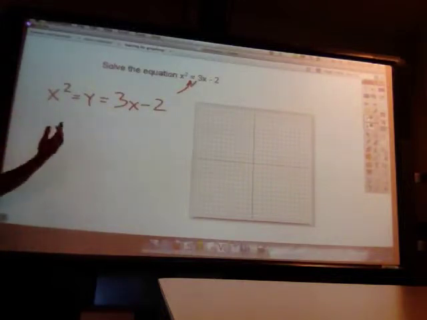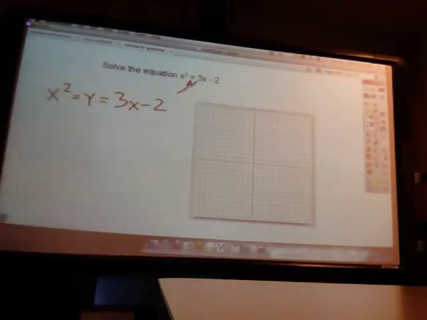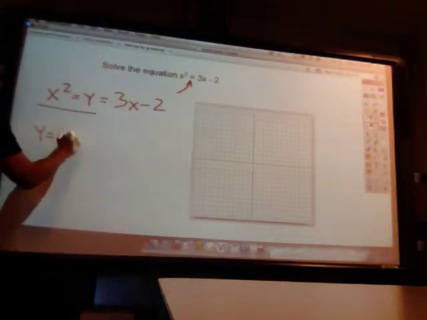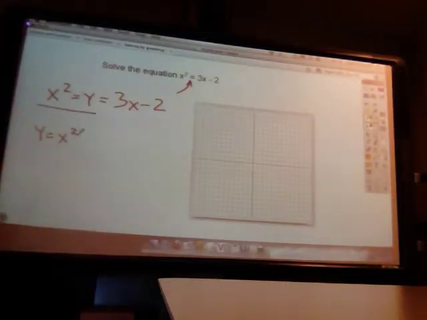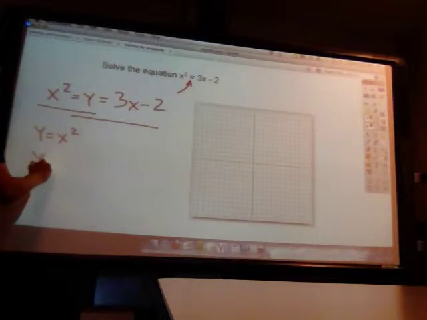So what are my two equations separately now? What are the two separate equations I'm going to graph? Yeah. Y equals x squared, which I'm just going to write this way, and y equals 3x minus 2. Good.